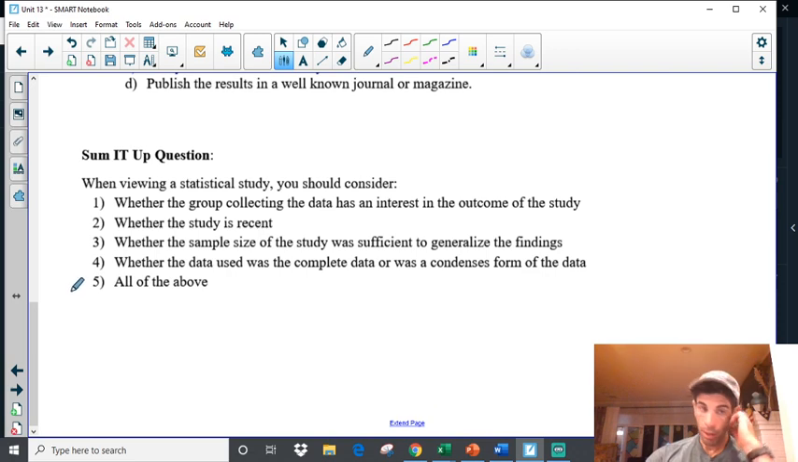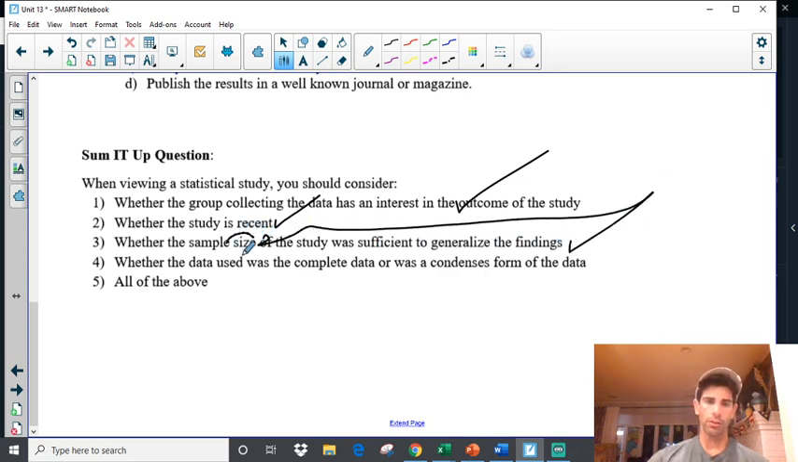And to sum it up, when viewing a statistical study, you should consider whether the group collecting the data has an interest in the outcome of the study. Well, that would be important. Whether the study is recent. You don't want to read something from 1925. Whether the sample size of the study was sufficient to generalize the findings. Yep, you want to make sure you have a good sample size. You don't want to ask 2 people. Whether the data used was the complete data or was there a condensed form of the data? Nope, we don't want that. It seems like all of these things are good, so we'll go for all of the above.